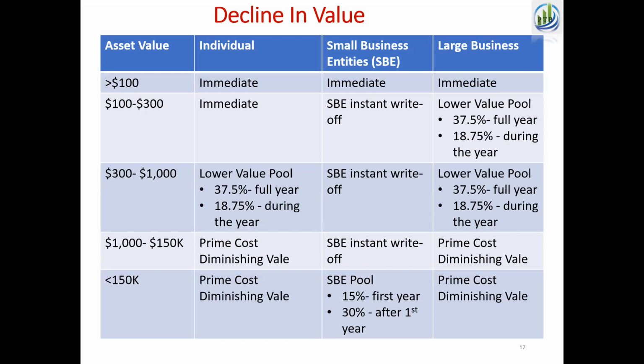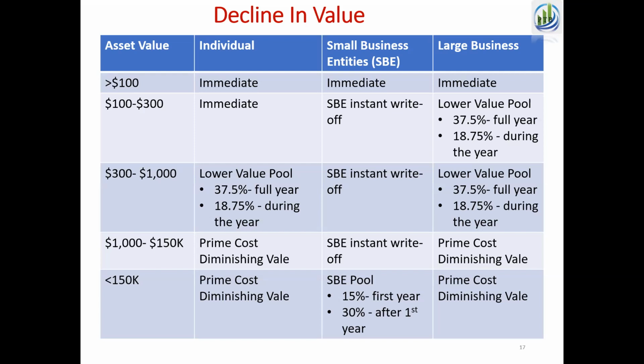If you purchase any asset less than $100, regardless of whether you are an individual or small business or large business, you can immediately deduct it from your income tax. You no need to calculate anything. If an asset value is $100 to $300, if you are an individual, you can immediately write off. If you are a small business, you can use that small business instant write-off rule, that 150,000, and write off. Large businesses cannot immediately write off. What they can do is use the low value pool, 18.75% first year, and after, if they're using the full year, 37.5%.